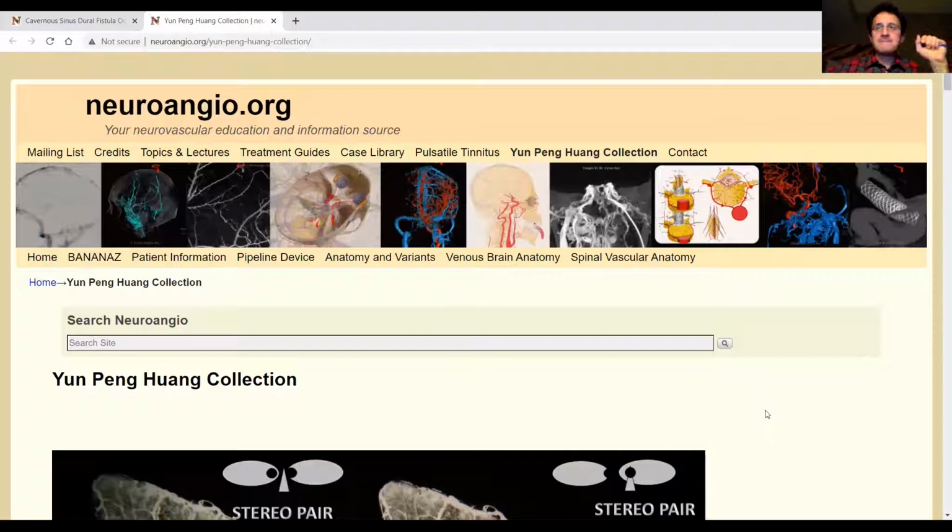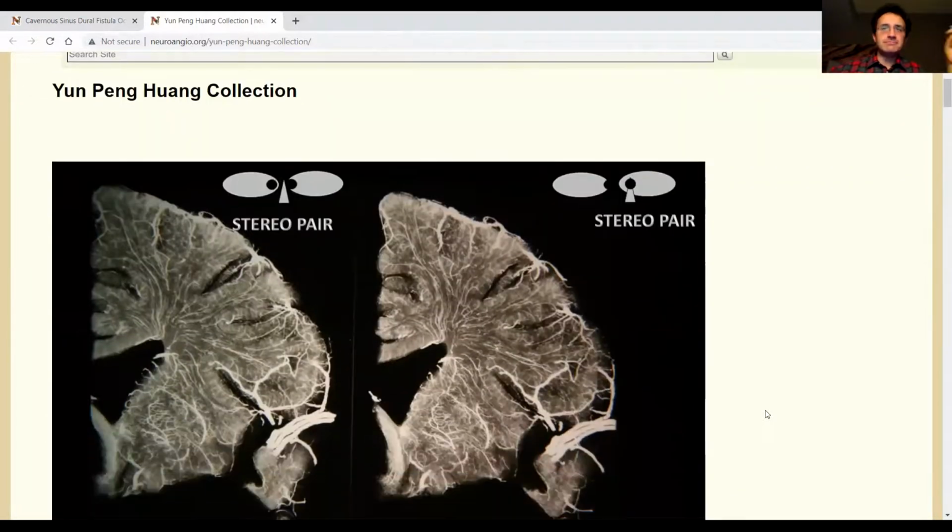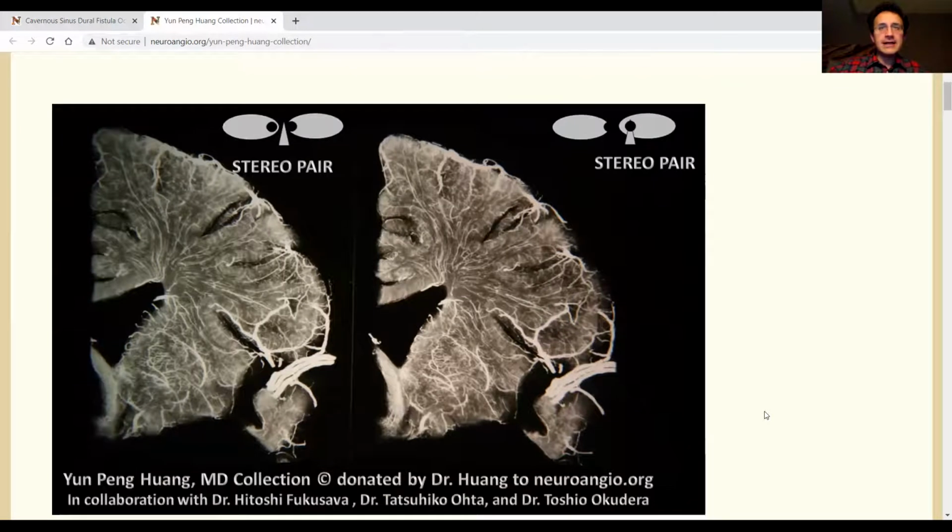Him and a number of his Japanese colleagues have worked on both early angiography and also various ex vivo methods to define much of what we understand today about the venous system, particularly about the transmedullary veins, these deep veins that traverse the white matter. You can see them here.